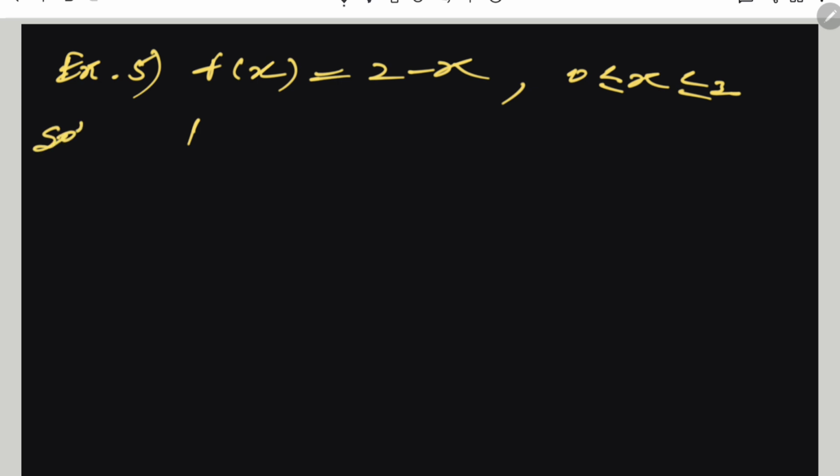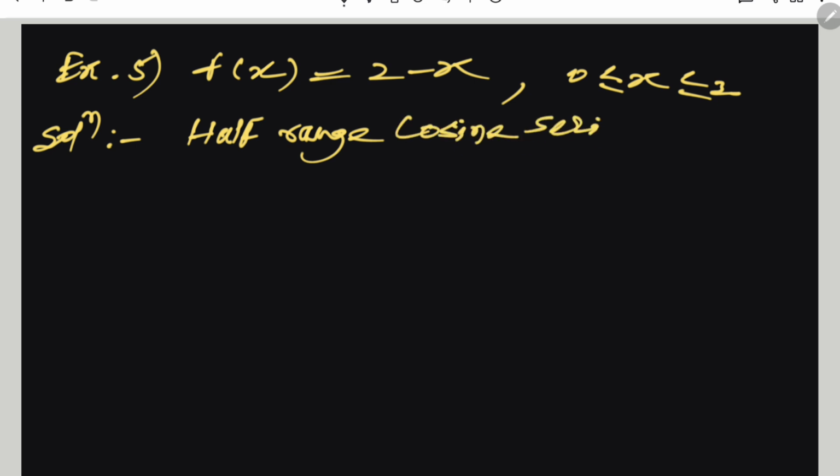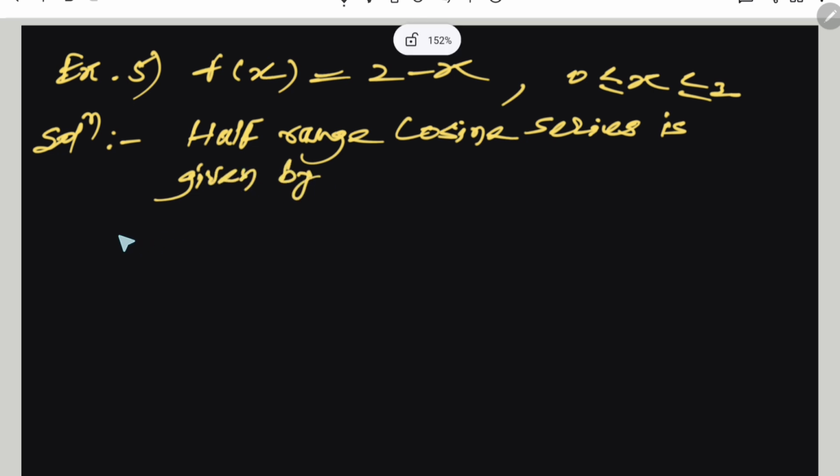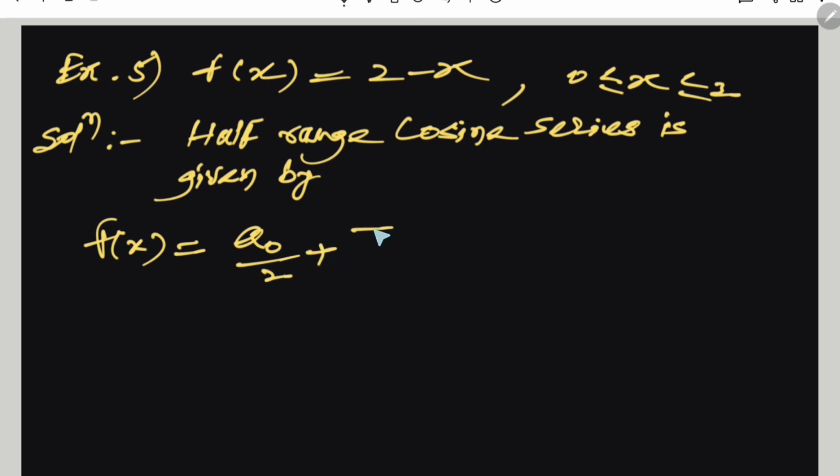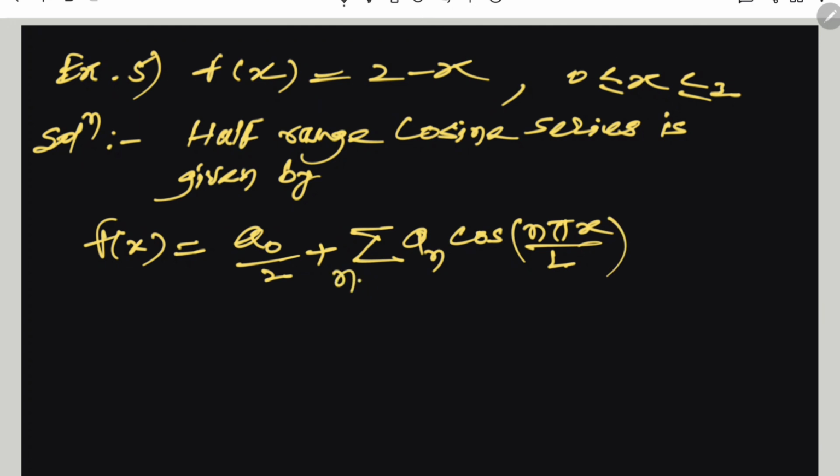Example number 5. Find Fourier series for the function f of x is equal to 2 minus x, half range cosine series for the interval 0 less than or equal to x less than or equal to 2. Here L is equal to 2, and half range cosine series is given by f of x is equal to a0 by 2 plus summation of an cos n pi x by L, n changes from 1 to infinity.